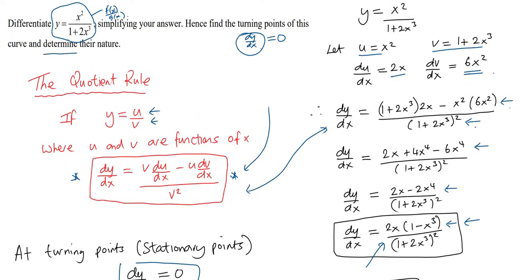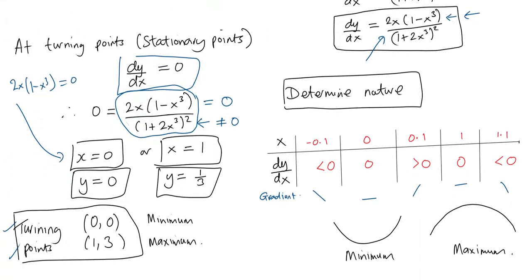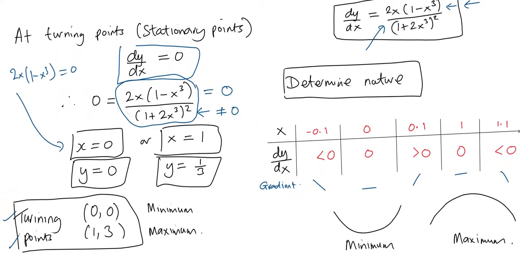Now you should know that to determine their nature, the normal procedure is to find d2y by dx squared, and that's a normal procedure, but because dy by dx is quite complicated here, the best way to do it, you could find the second derivative, so you'd have to use the quotient rule again, but rather than do that, what you can do is set out a table like this, and you can look either side of the turning points, because the turning points are x equals 0, this one, and x equals 1, and you can look at the sign of dy by dx.